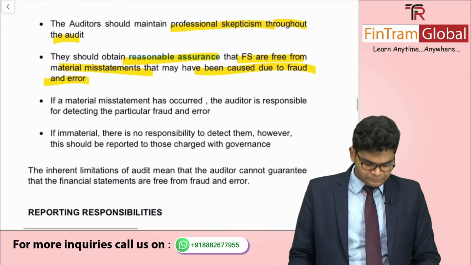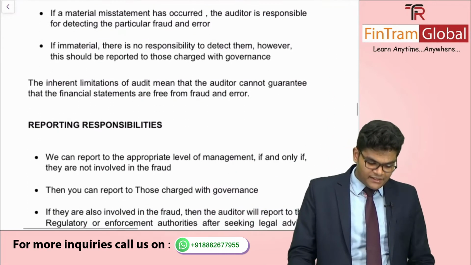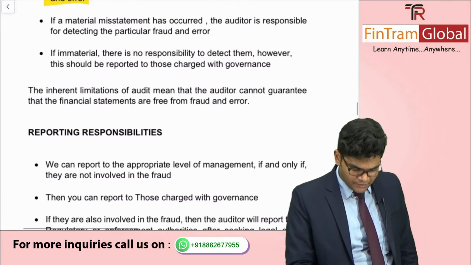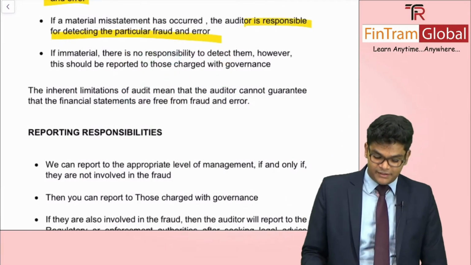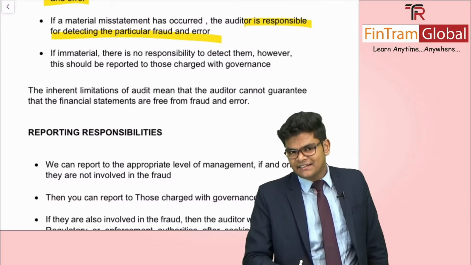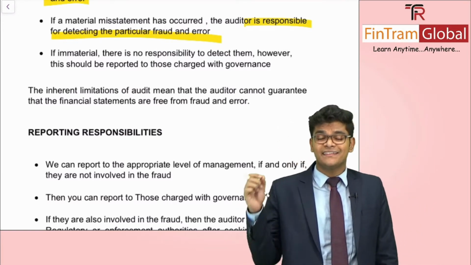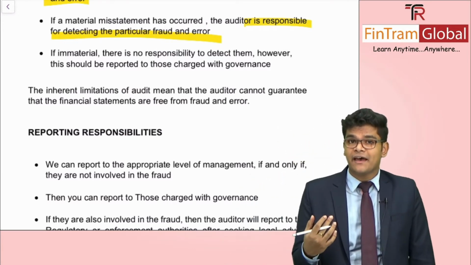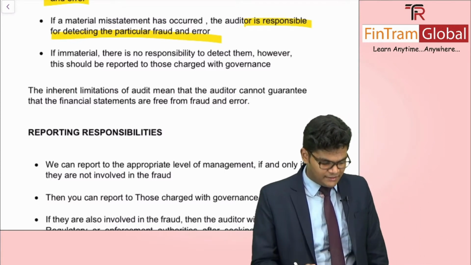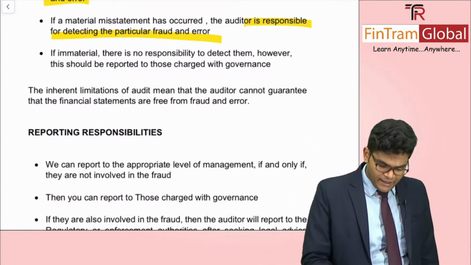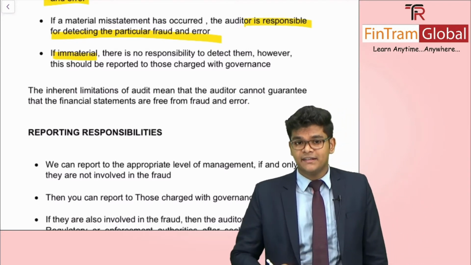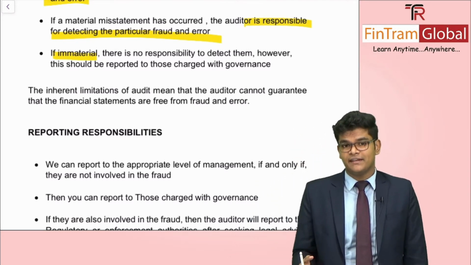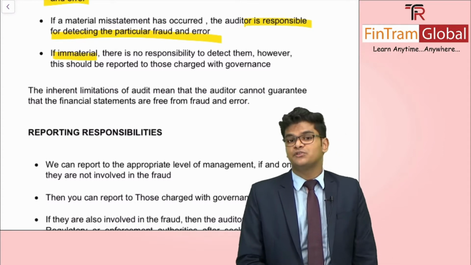Moving on, if a material misstatement has occurred, the auditor is responsible for detecting the particular fraud or error. Okay, folks, if there is a material misstatement due to fraud or error in the financial statement, then we will have to identify and investigate into it, isn't it? As simple as that. And what if it's immaterial then? What if the error or the fraudulent activity that we have identified has an immaterial impact? Then what should we do?